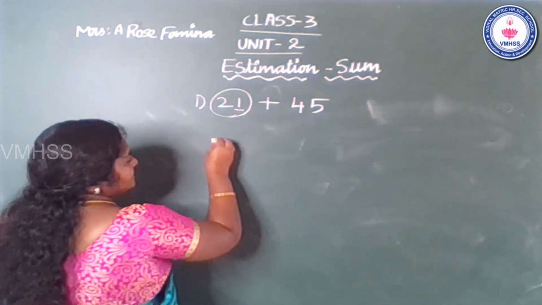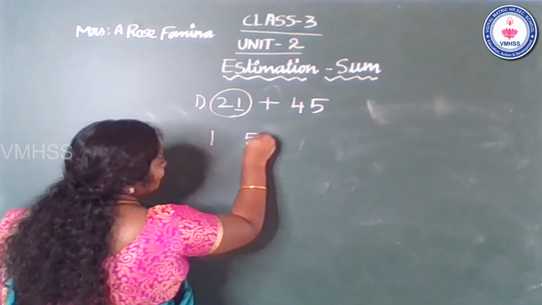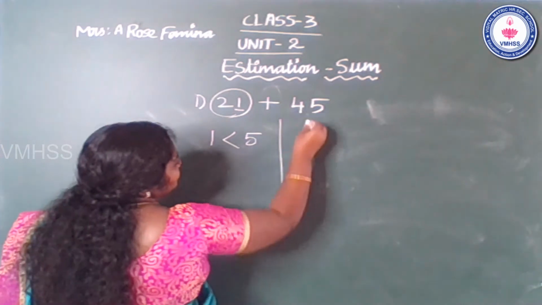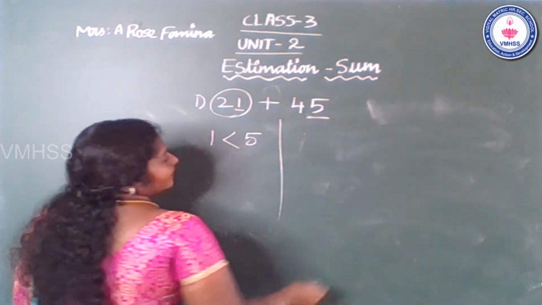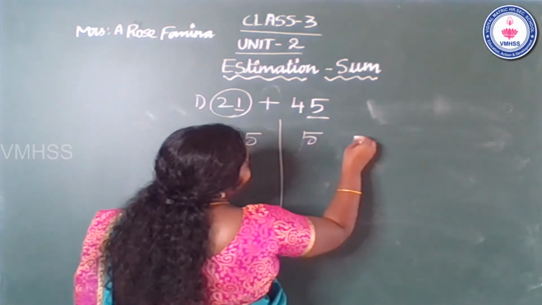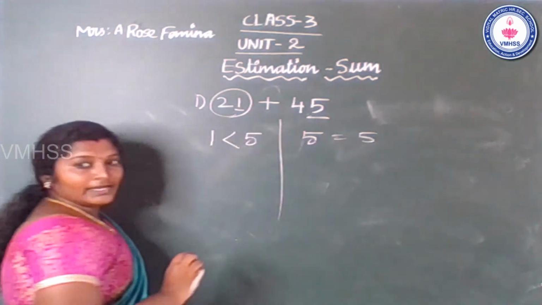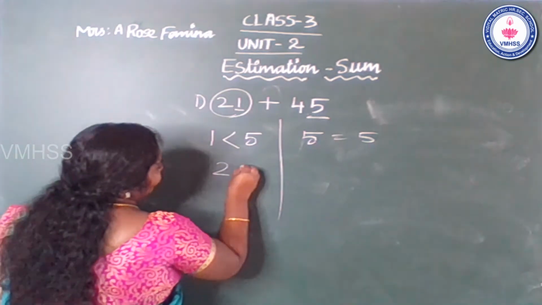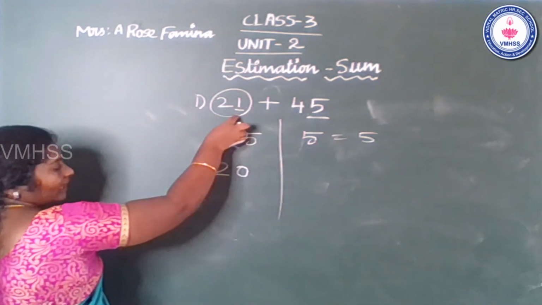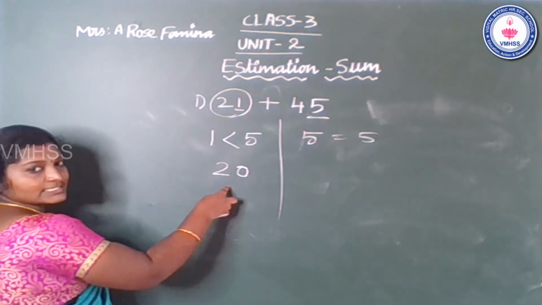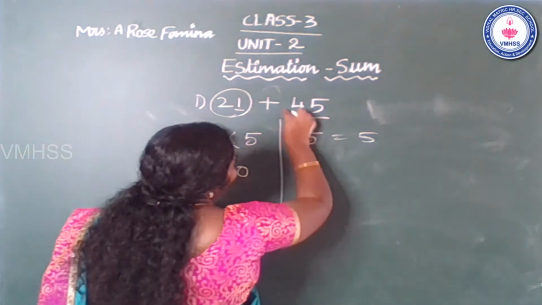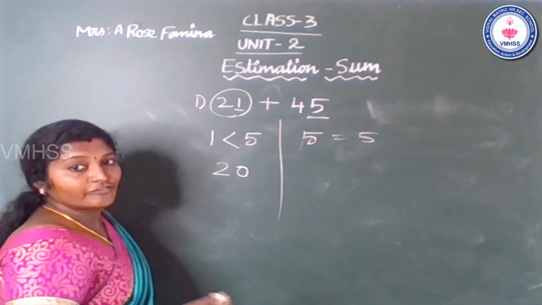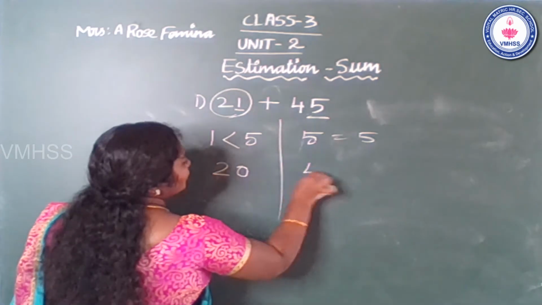So, 1 compare with 5. The 5 is a greater value. So, it's also 45. See the 5, so equal to 5. Okay, ma'am? So, 21 rounded to the nearest 10 is 20. Also 45, the nearest value is either 40 or 50. Okay, right everyone? So 40.